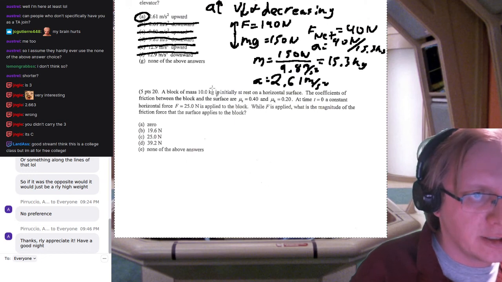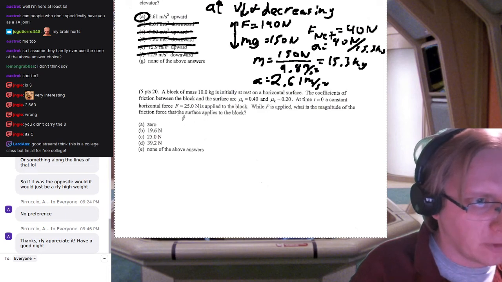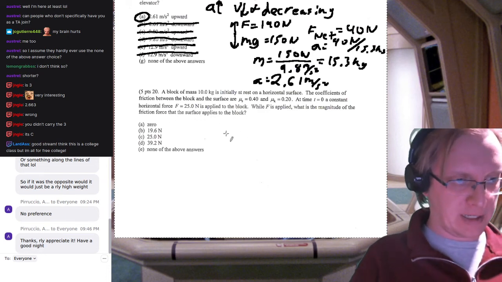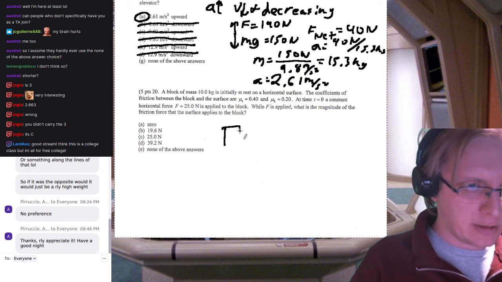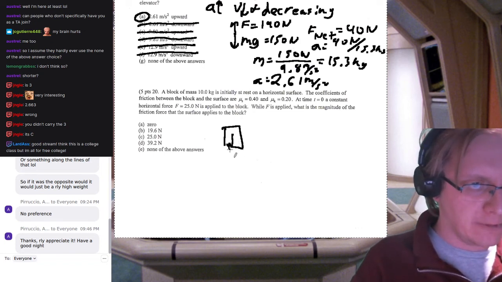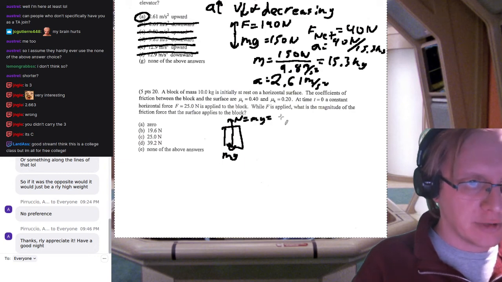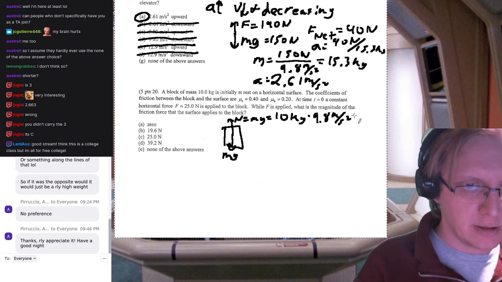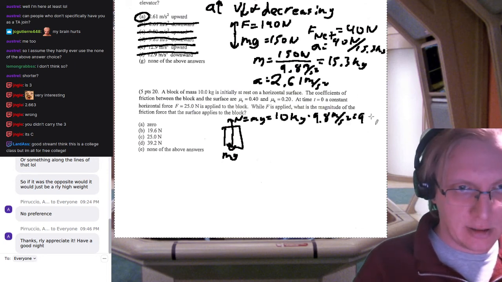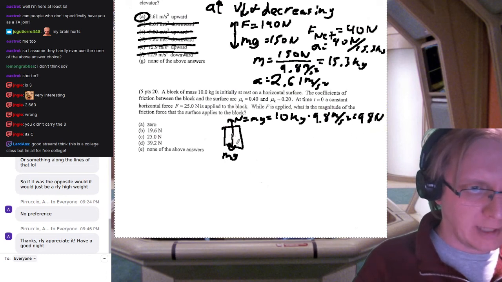All right, block of mass 10 kilos is initially at rest. It's on a horizontal surface, very good. A horizontal force is being applied. Okay, so we need to find out what our friction is. So we have our block. We have mg pulling down, therefore we have a normal pulling up, which is also equal to mg. So that is 10 kilograms times 9.8 meters per second squared, and so that is 98 newtons. We have a force going this way of 25 newtons.